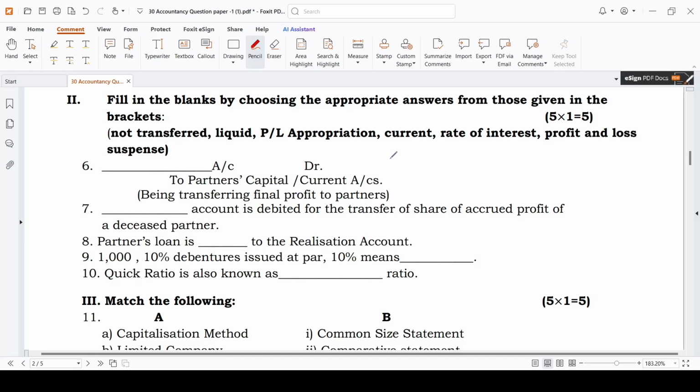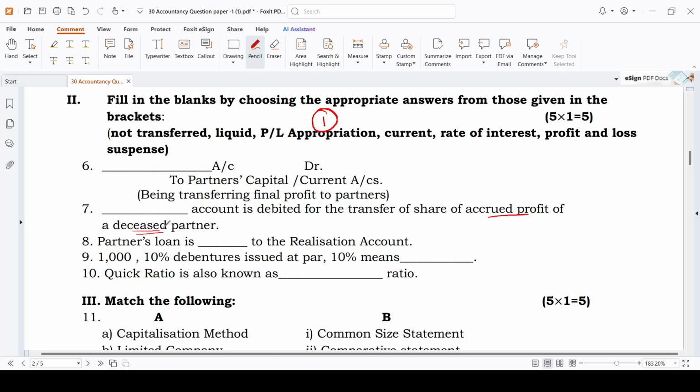So from where will you transfer this final profit? I told you profit and loss will be calculated by preparing profit and loss account. Distribution will be done while preparing profit and loss appropriation account. So the answer is profit and loss appropriation account. In profit and loss appropriation account, we are going to transfer the final profits to the partner's current account or to the partner's capital account. Is it clear? Next.